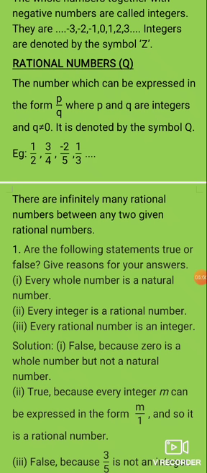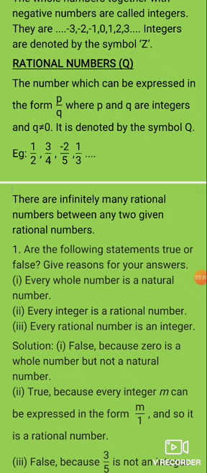Every rational number is an integer. Because why? A rational number can be expressed in the form m by 1, where m is an integer. We can represent every integer using m by 1. So every integer is a rational number. We can represent all the integers by 1.